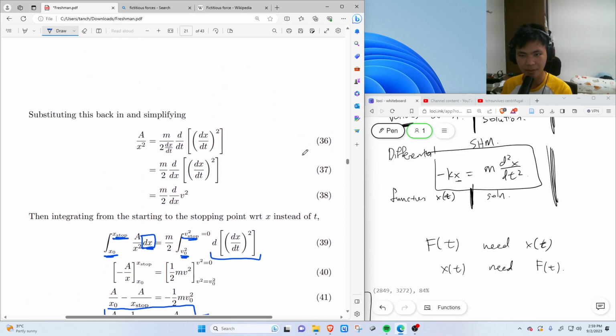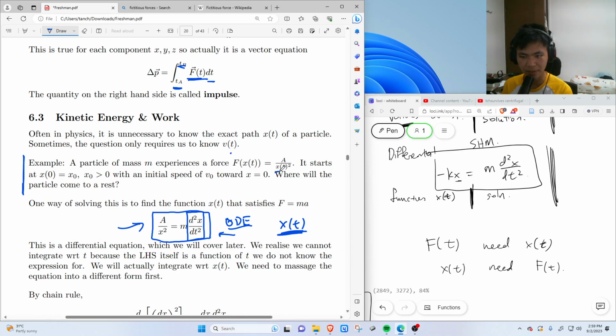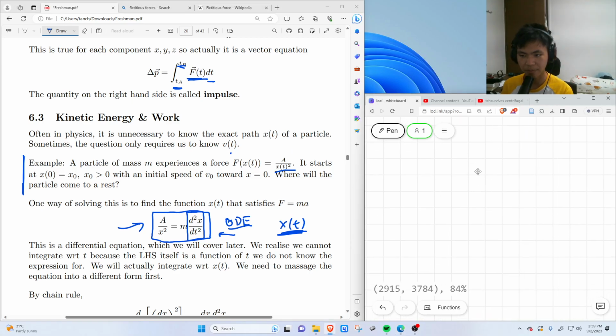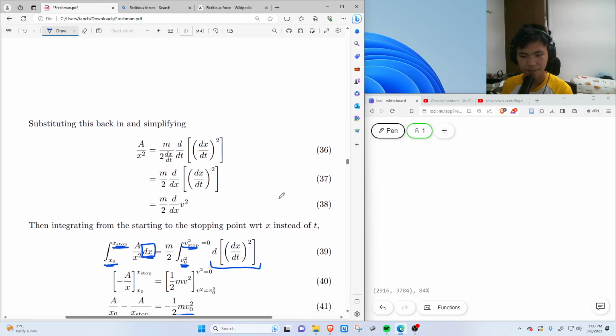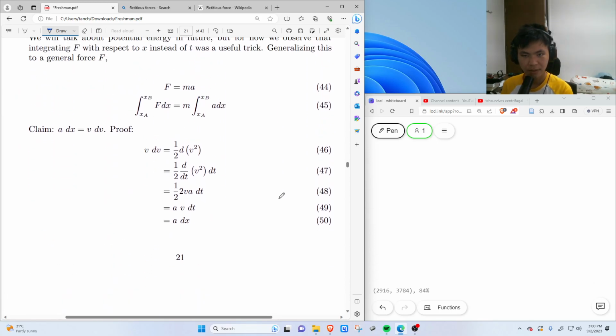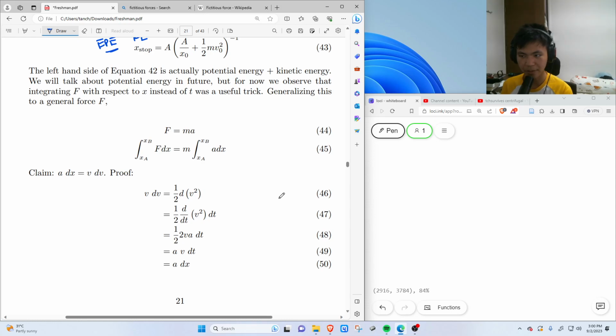Okay, so the reason why I went through this example is because I wanted to motivate why we need to integrate with respect to position instead of time. And the answer is that we need to integrate with respect to position when the force is a function of position. There's no way we can integrate with respect to time without knowing x of t, which requires us to solve a differential equation, which may be difficult. For some questions, you don't actually need to know x of t in order to answer them. Some questions, it's enough to know the velocity.